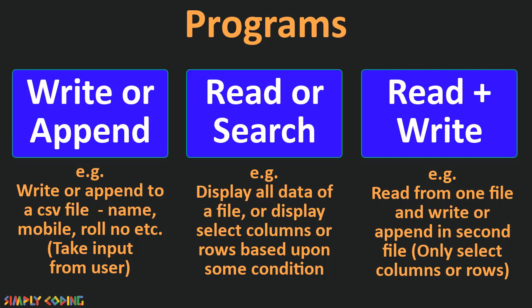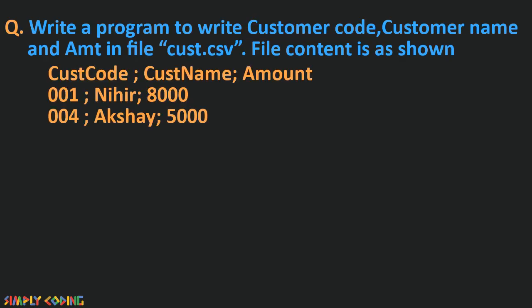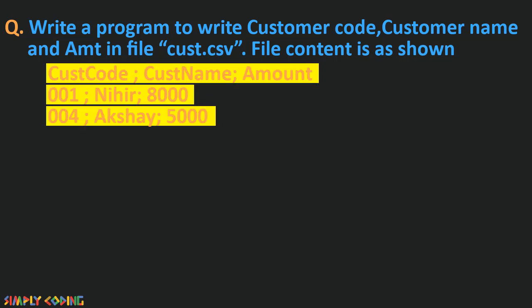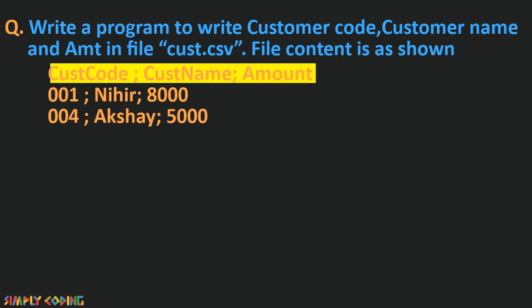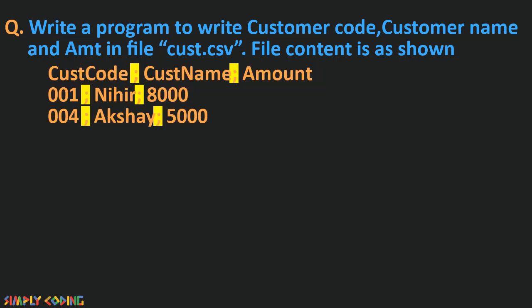Let's look at some programs. First program is a simple write program. Write a program to write customer code, customer name and amount in file cust.csv. The final file should look like this. If you look at the expected output, the key point to note is it has 3 rows and each row has 3 fields. The first row is the header row. The separator used here is semicolon.